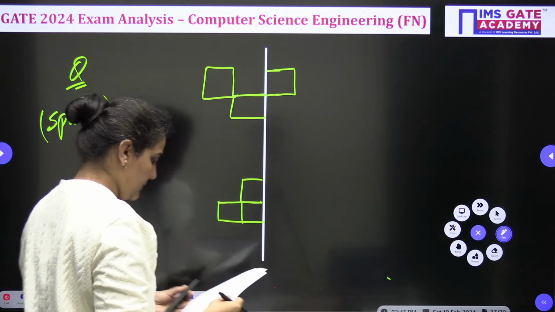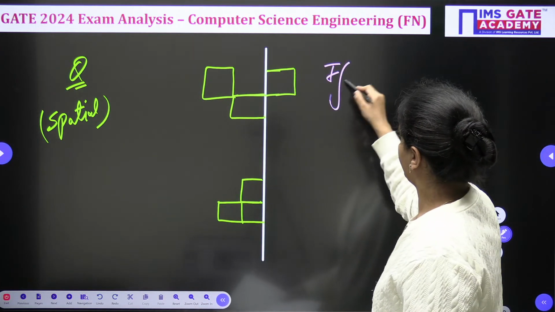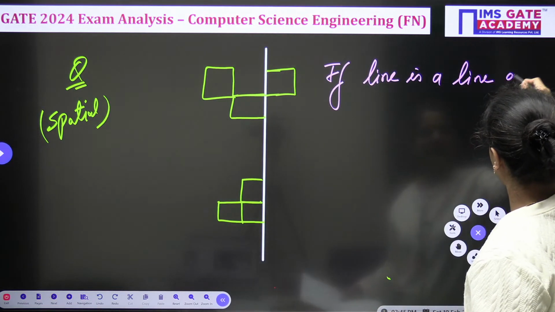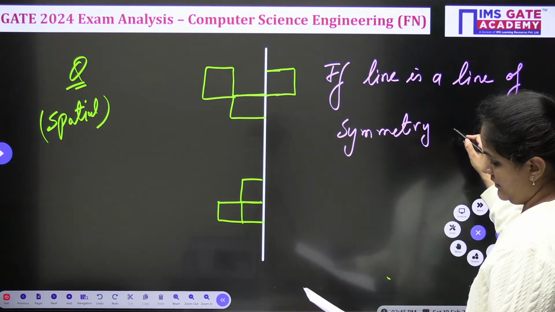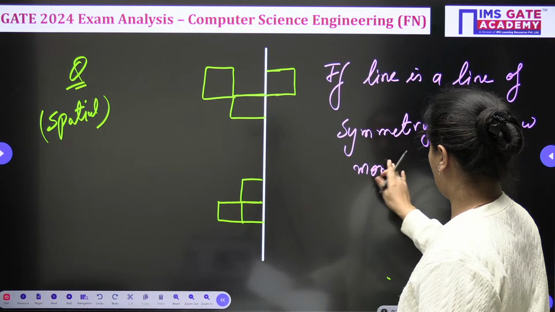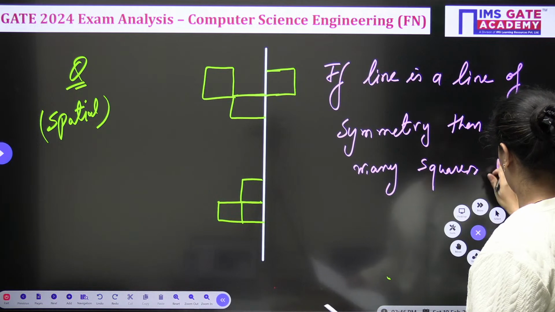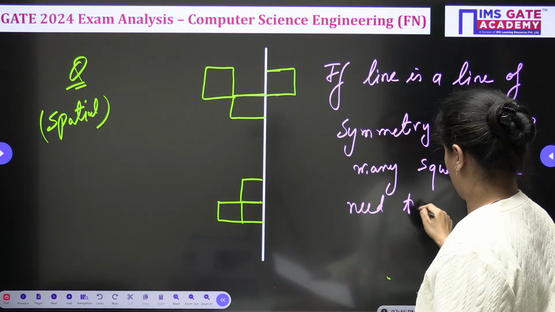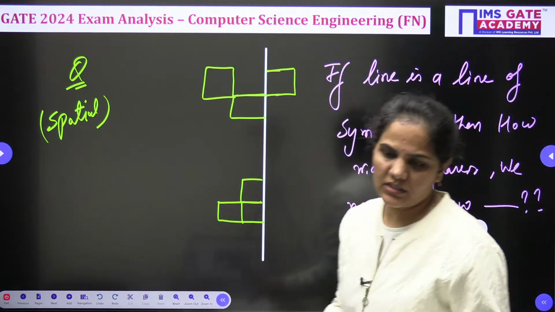So the question is asking: if the given line is a line of symmetry, then how many squares do we need to draw around this line of symmetry? So this is a very simple question.